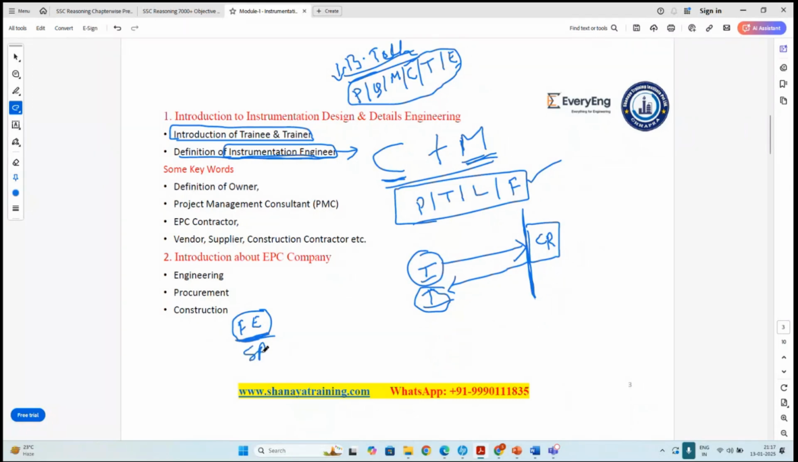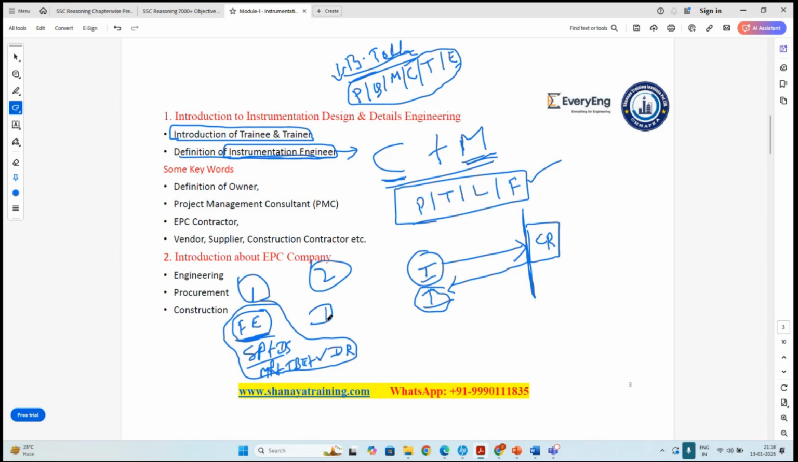So what engineering will you do? You will prepare a specification sheet, a data sheet, then the material requisition, then you will prepare the TBE, and then the VDR. These are the things which will be done by the field instruments engineer. That is why it is called field engineering. So this is your first part. What is the second part?